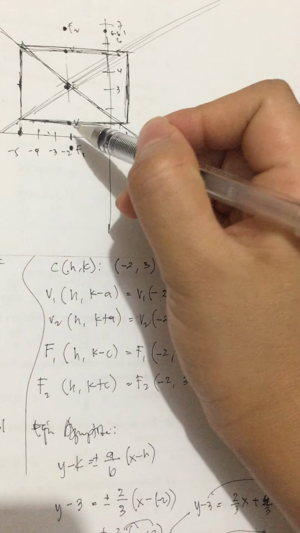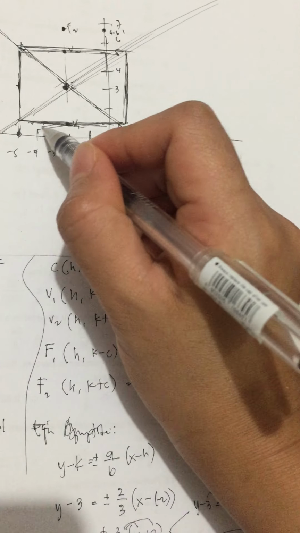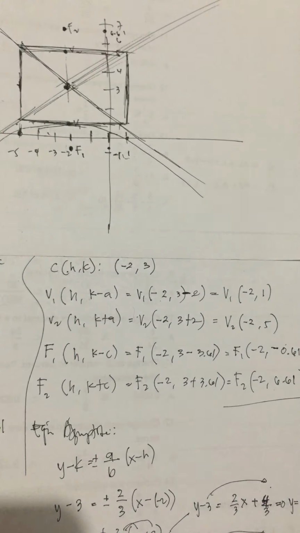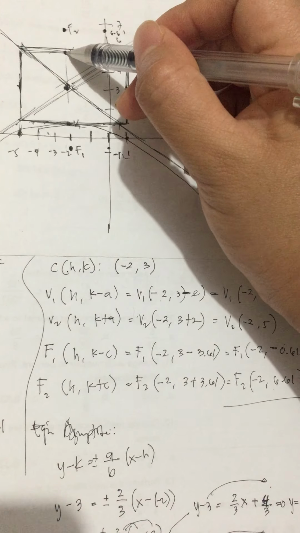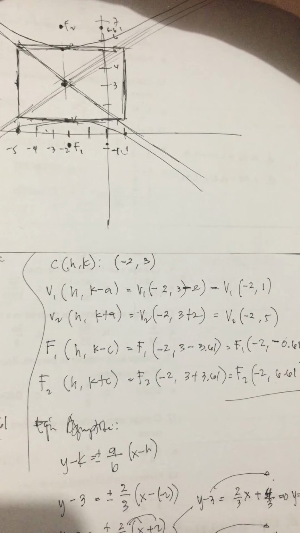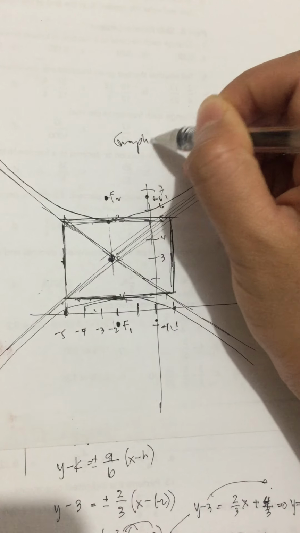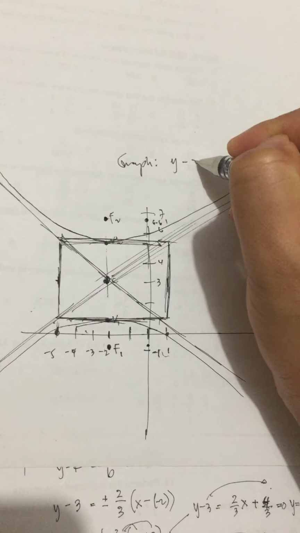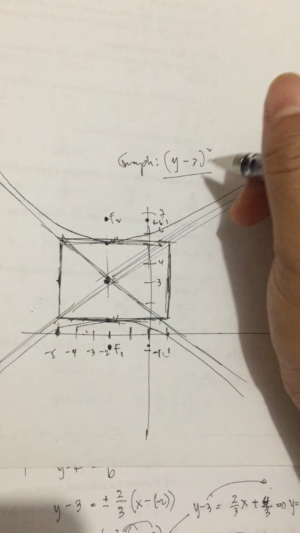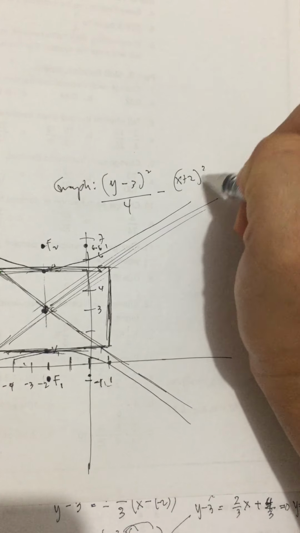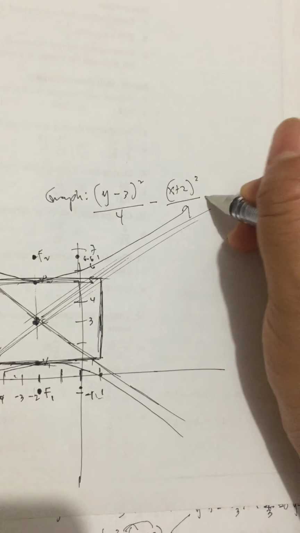After yan, okay, madali na lang yan siya agad. You are just going to draw a smooth curve like this. Okay. Going to your asymptotes. Okay, on the other side also. Going to draw a smooth curve for the branches of your hyperbola. So, this is now the graph of your hyperbola having the equation y minus 3 squared over 4 minus x plus 2 squared over 9 equals 1.